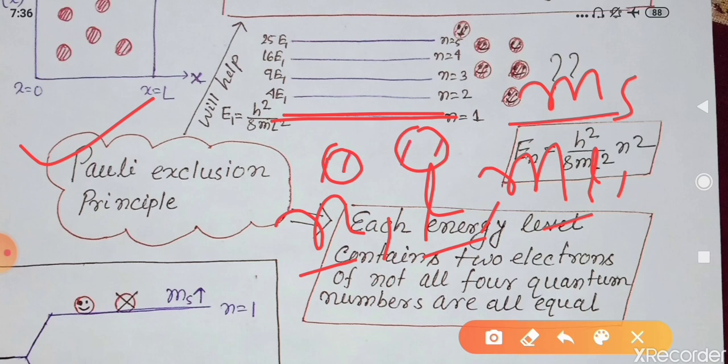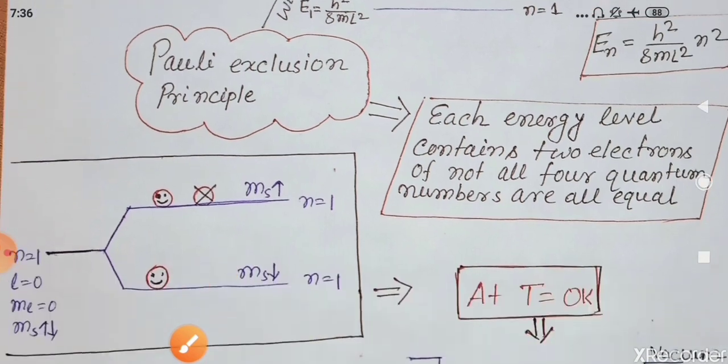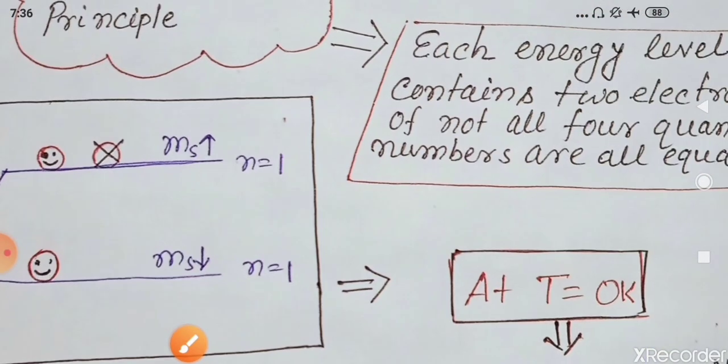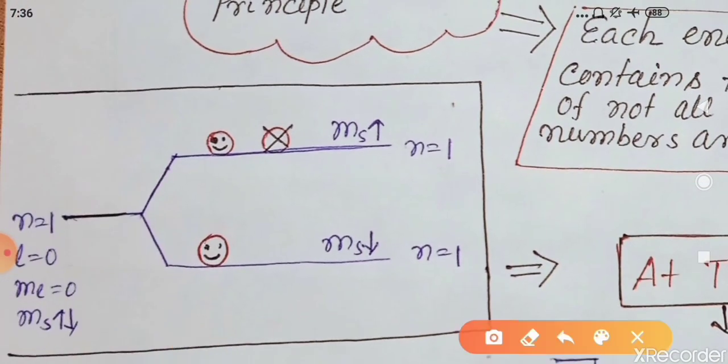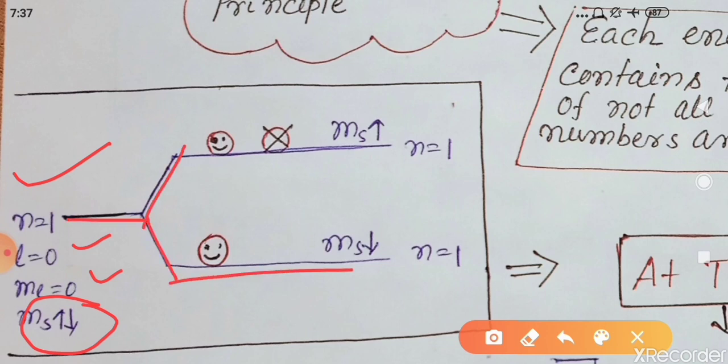That means if we consider n is equal to 1, that is the ground energy level, we can see from this diagram that if n is equal to 1, then l, that is the azimuthal quantum number, is 0. The magnetic quantum number is also 0, but ms should have two different values: the upward spin, and there must be another, the downward spin. So for this energy level there may be two energy states. So these are the energy states, and each energy state contains a single electron.